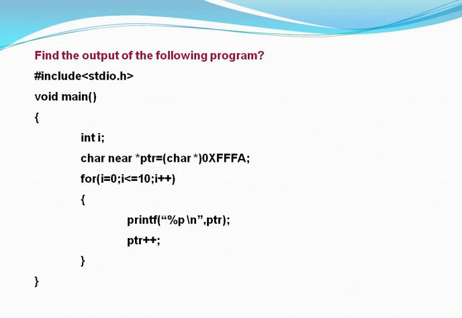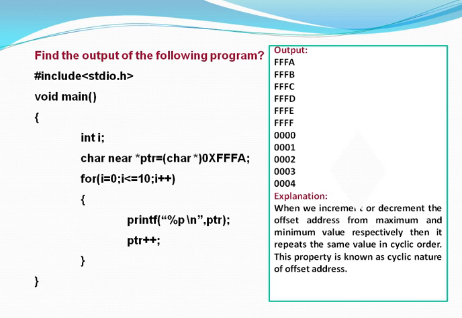Okay. Find the output of the following program. We have associated one star ptr as the near pointer. So we are traversing from 0 to 10 and then we are printing the value of ptr. So we are incrementing ptr by 1. So what is the result? We are having the result as FFFA, FFFB, FFFC, FFFD, FFFE, FFFF, 0000, 0001, 0002, 0003, 0004.